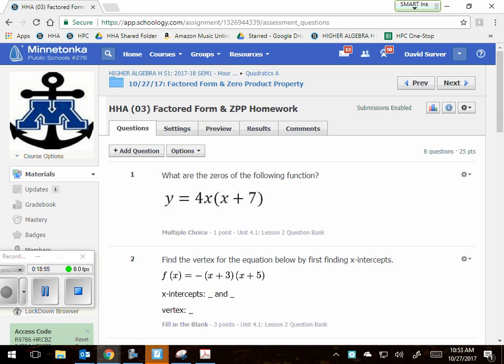What are the zeros? Oh, no, what are zeros again? Oh, they're the same as roots. They're the same as x-intercepts. There's those spots that touch the x-axis. What makes this part 0? That's really easy. Negative 7. What makes this part 0? 0. And if you have to, set it equal to 0. If you're stuck on something like this, go, I want 4x to equal 0. And then x would have to equal 0. And here's the other one. X would have to equal negative 7.